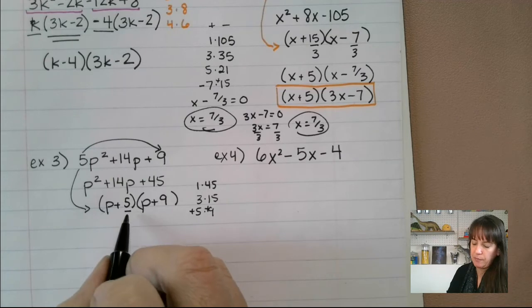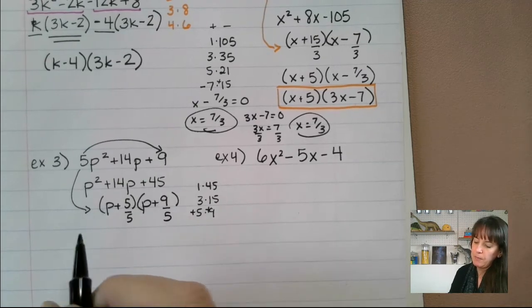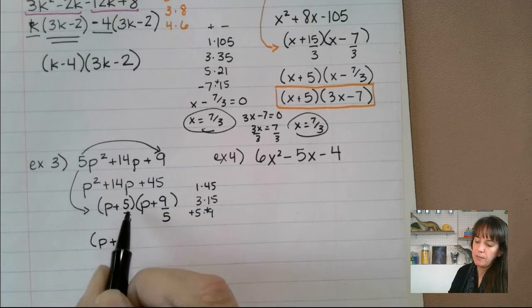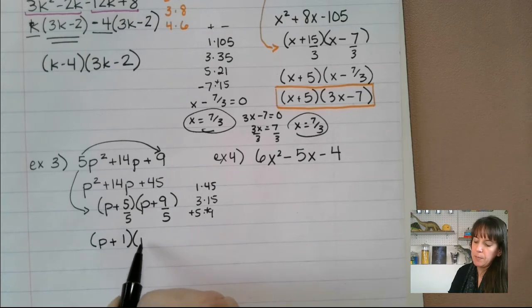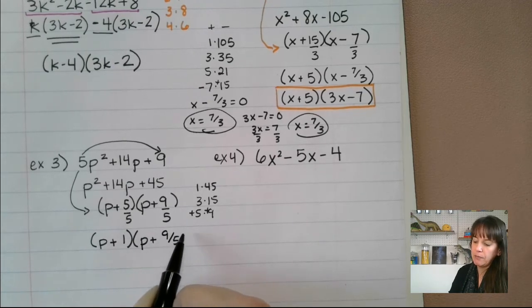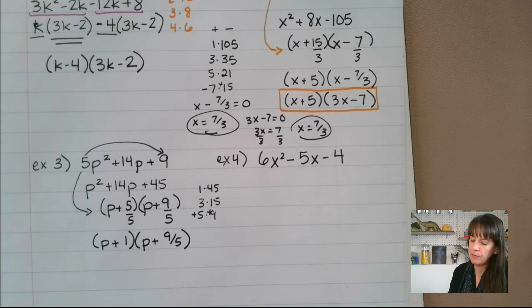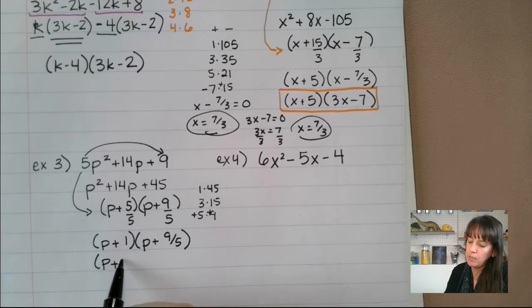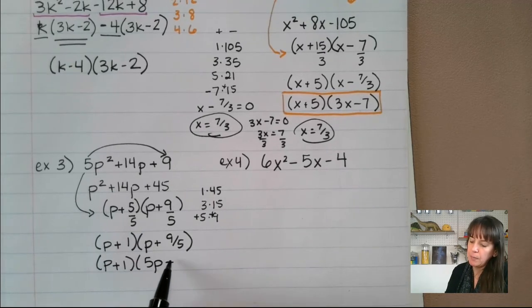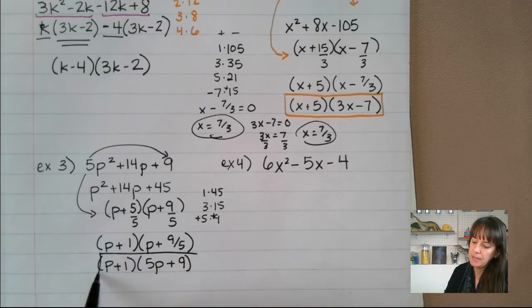Now, this arrow is to remind me, hey, you multiplied, you got to divide. So we're going to divide this by 5, divide this by 5. What we end up with is p plus 5 over 5 is 1. And then p plus 9 over 5. We are not allowed fractions, so we're going to take that 5 and boot it to the front. So p plus 1, and then 5p plus 9, kablam, that is your answer.